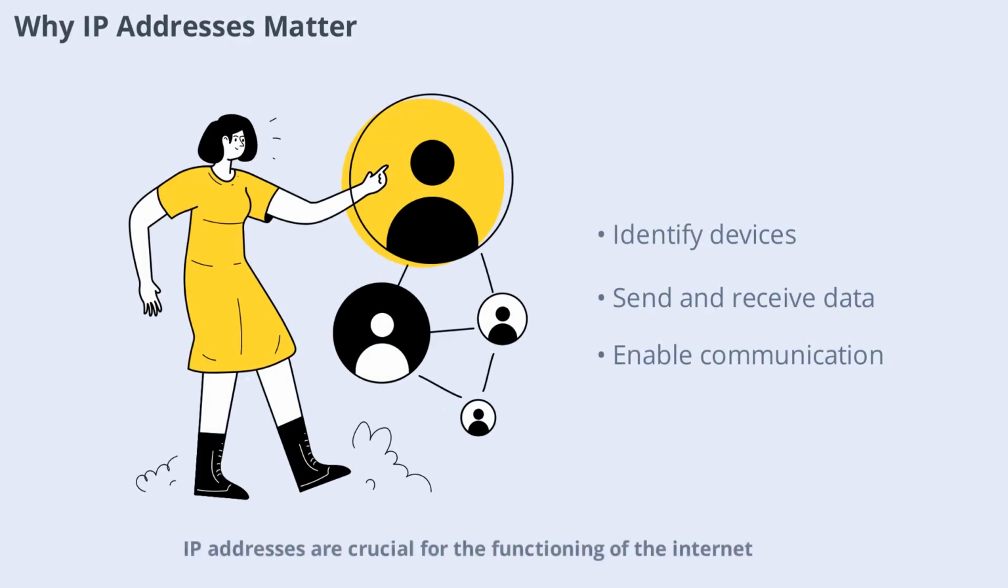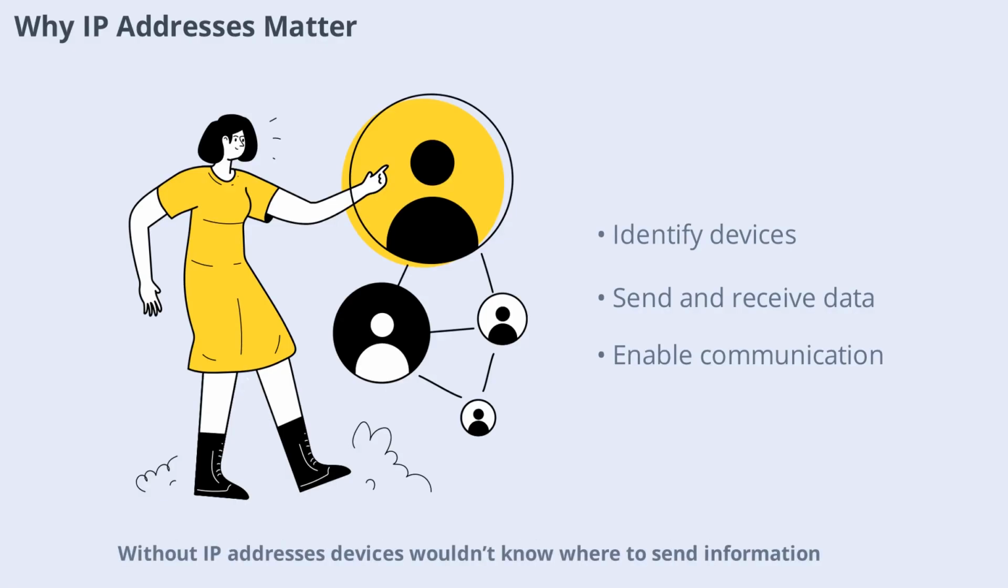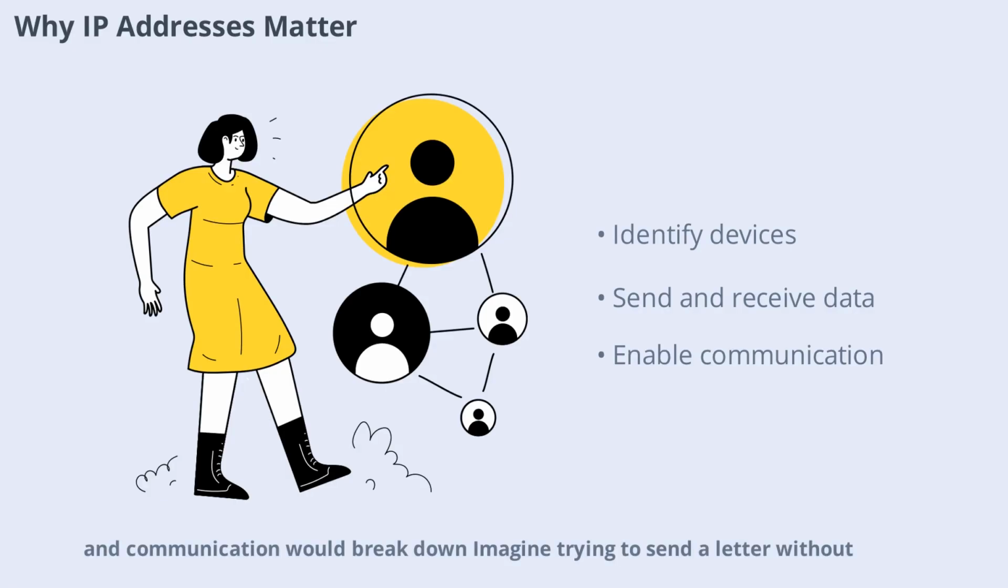IP addresses are crucial for the functioning of the internet. They help identify devices on a network, making it possible for computers and smartphones to send and receive data. Without IP addresses, devices wouldn't know where to send information and communication would break down. Imagine trying to send a letter without knowing the recipient's address. It simply wouldn't work. IP addresses ensure that data reaches the right destination every time.